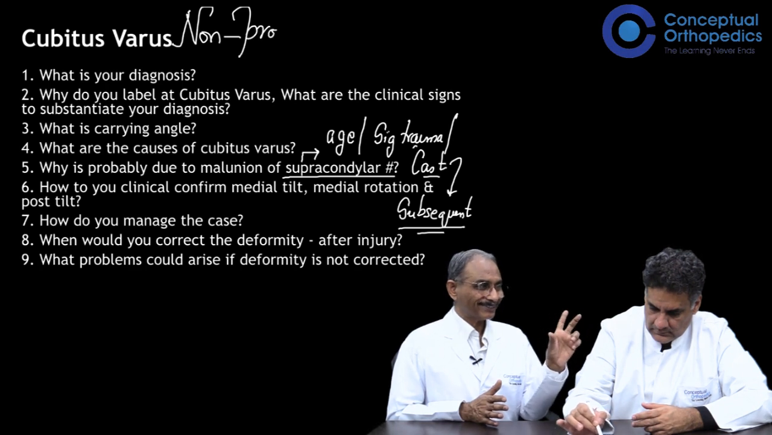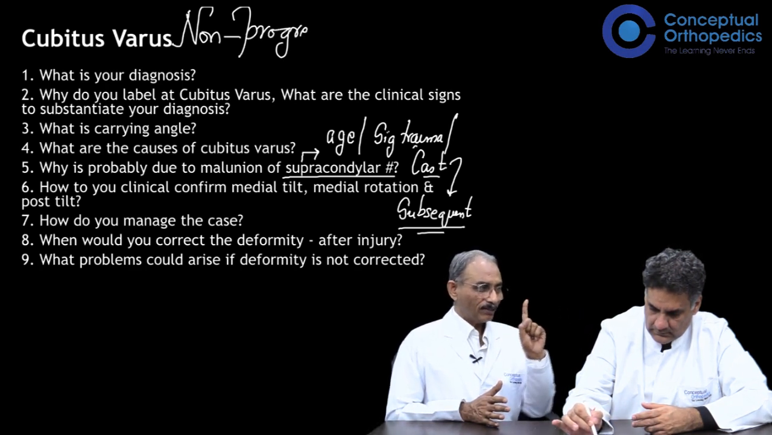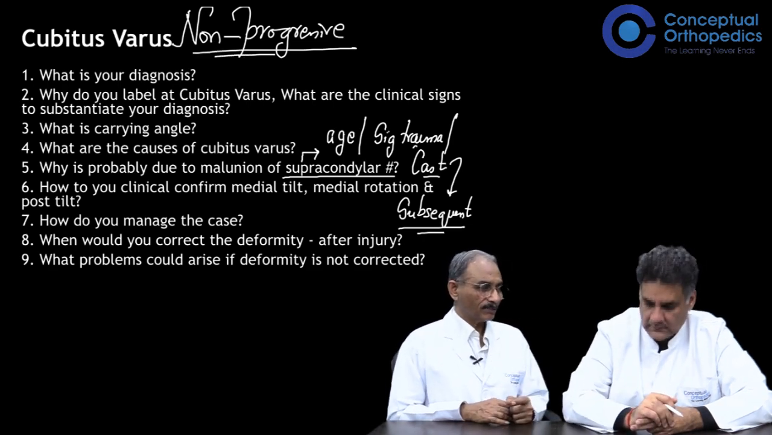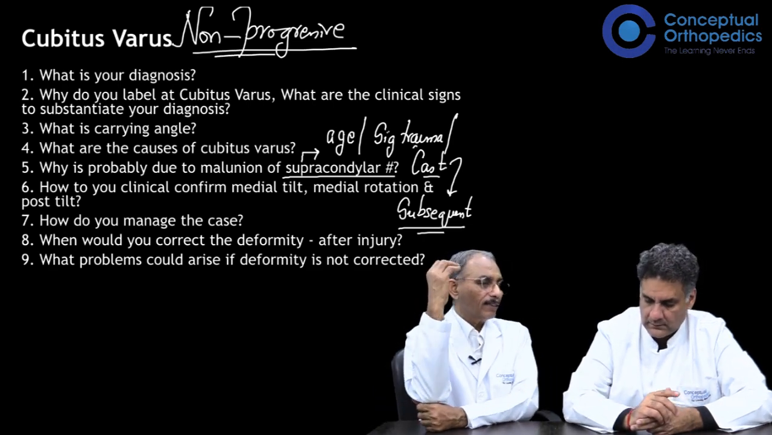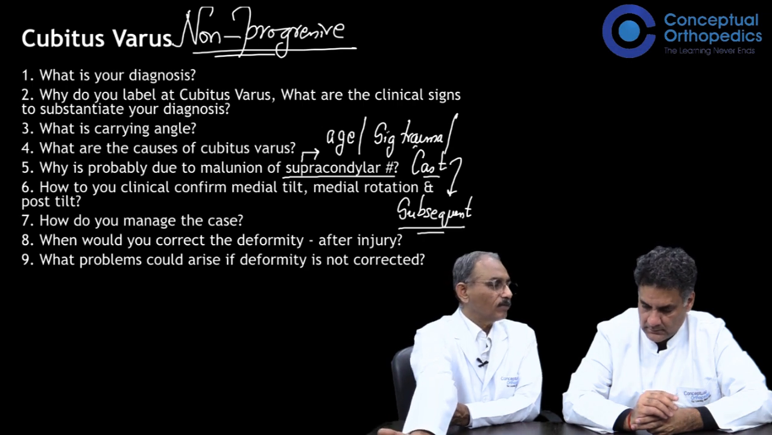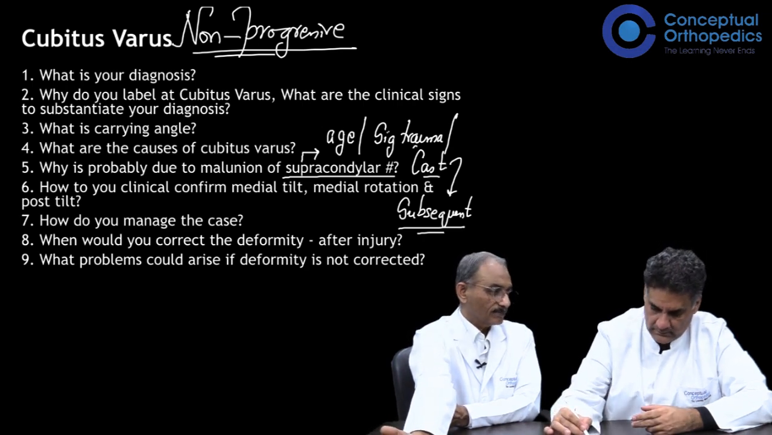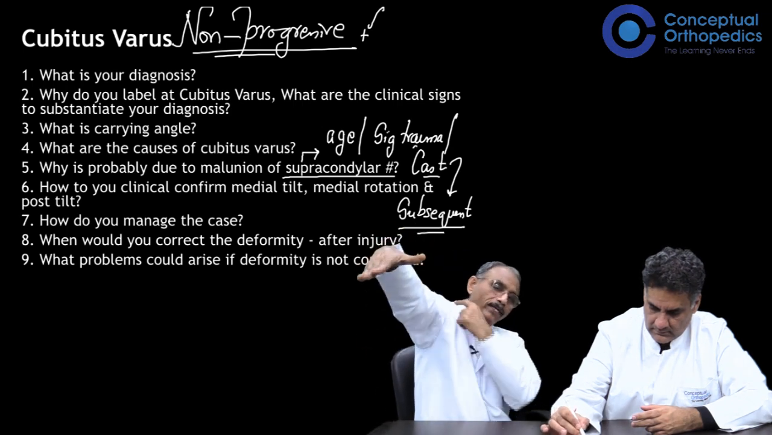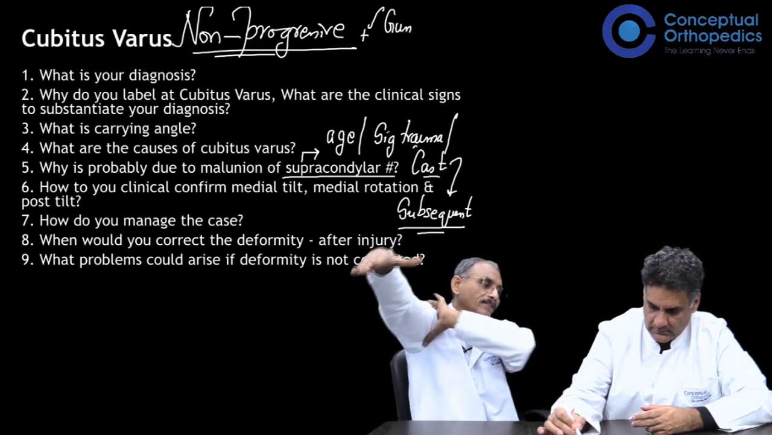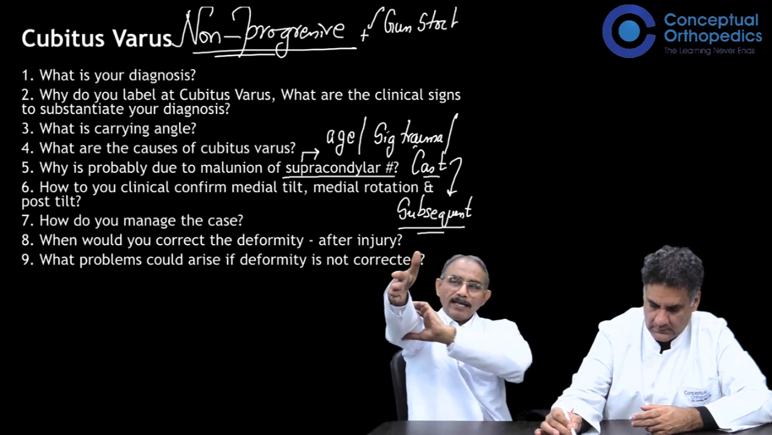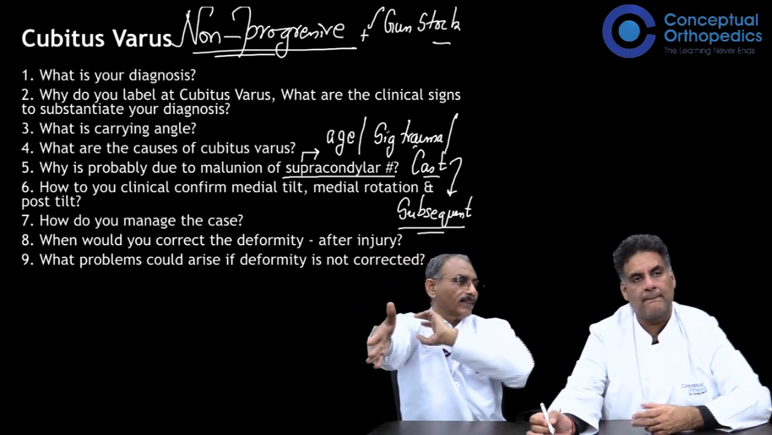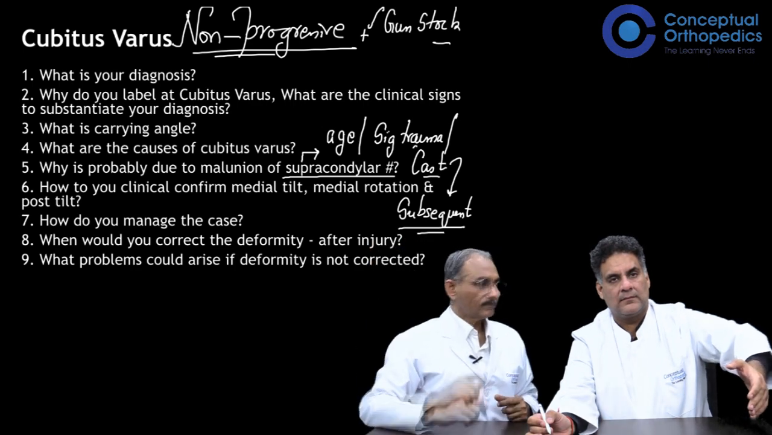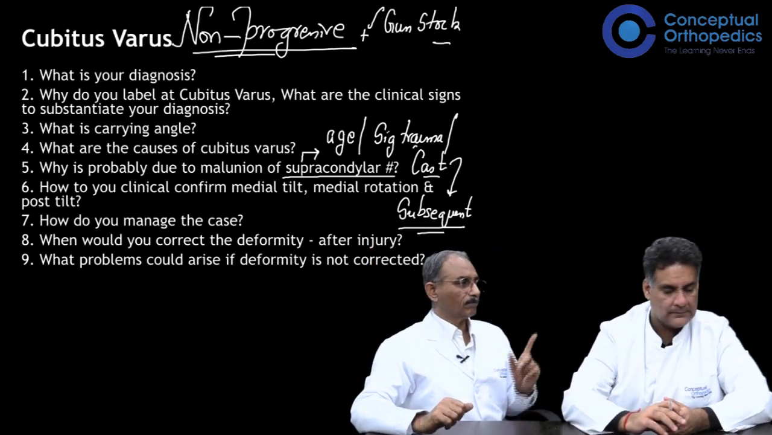Until now it's history. Okay, but the crux of the diagnosis is on clinical examination. What is your clinical examination? One, the typical gun stock deformity that we see here. Why is it a gun stock deformity? When you have cubitus varus like that, the arm becomes the butt of the gun and the forearm becomes the barrel of the gun. So it becomes like this. Typical gun stock deformity, number one.